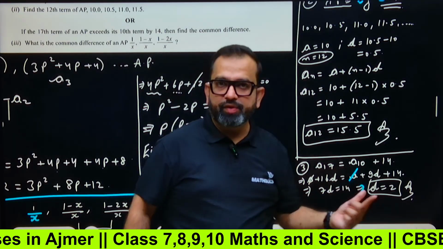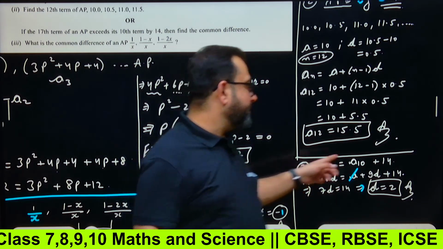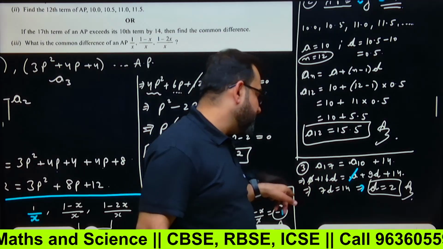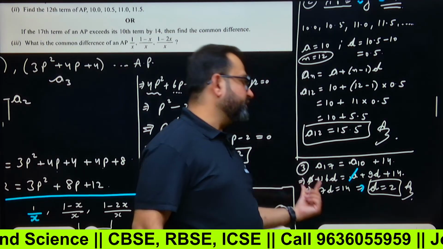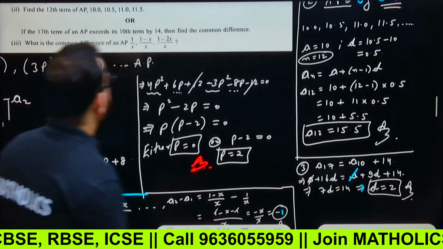So a17 will be what? a plus n minus 1 into d. That means a plus 16d. What will be a10? It will be a plus 9d, right? So this way we can solve, a cancelled. 16d minus 9d, it will be 7d equals 14. So d equals 2. This way you can solve this question.